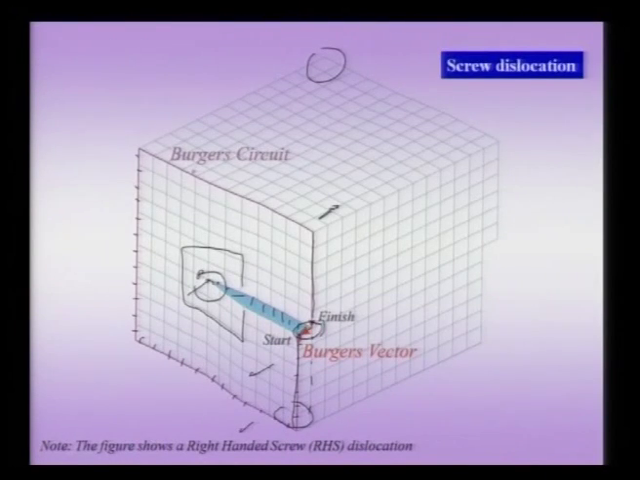Another important difference between an edge dislocation and a screw dislocation is that the kind of screw we have constructed is what I call a right-handed screw, and there are two kinds of screw dislocations, the right-handed screw and the left-handed screw. Well, there is only one kind of edge dislocation, which is the normal edge dislocation which we saw. So, structurally there are two different kinds of screw dislocation, the right-handed screw and the left-handed screw.